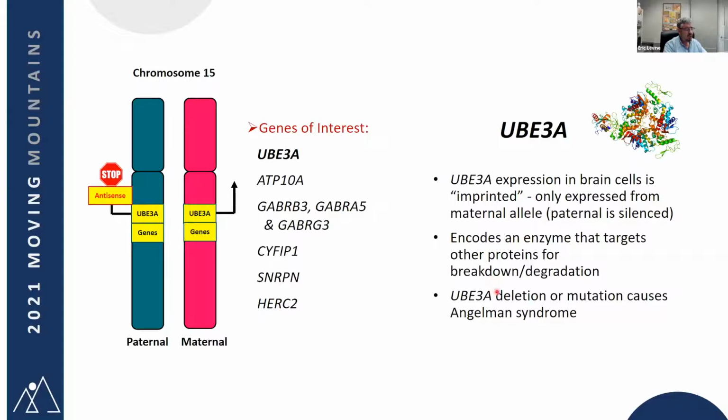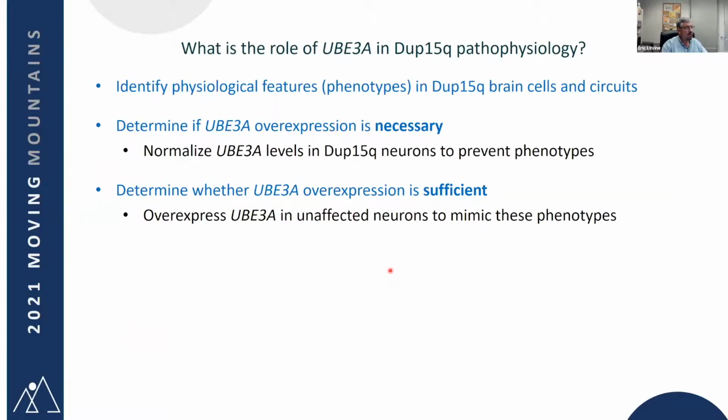And also it's worth mentioning again that loss of UBE3A, so a deletion or mutation of UBE3A on the maternal allele, causes Angelman syndrome. So clearly too much or too little UBE3A is going to have severe neurodevelopmental consequences. So the role of these initial set of studies is to define the role of UBE3A in Dup15q pathophysiology. Before we can expand and try to understand the complementary roles of other genes, we want to figure out what UBE3A is really important for.